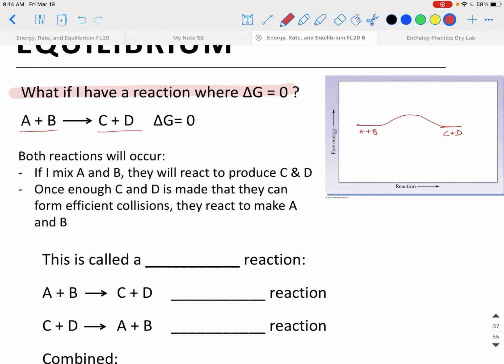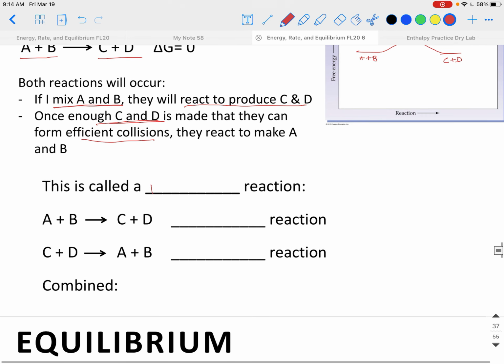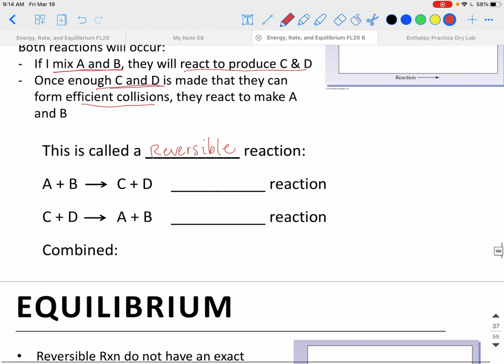If you mix A and B, they're obviously going to react and produce C and D. Once you've made enough C and D, they can also bump into each other, have efficient collisions, and react to remake your reactants, A and B. This is called a reversible reaction. In this case, A and B make C and D. That's our forward reaction. C and D remaking A and B, we call this the reverse reaction.